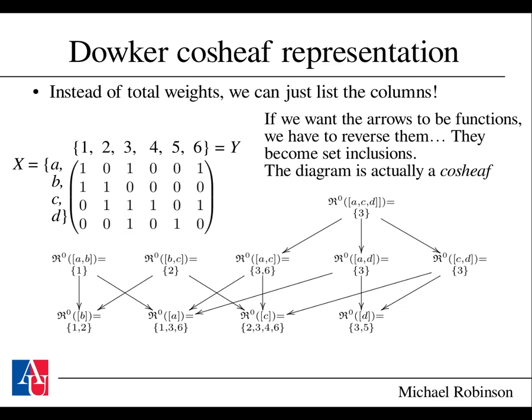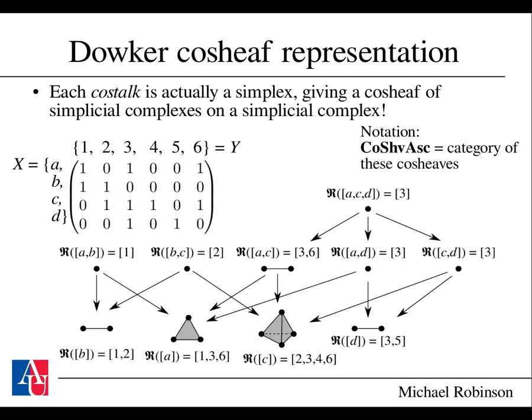If we want the arrows to actually be functions on these files rather than inclusions on the sets, we need to reverse them so that they include. And as a result, interestingly enough, this diagram defines a co-sheaf, and this is a co-sheaf on the abstract simplicial complex, a co-sheaf of sets. In fact, because these are actually identifying formal concepts, you get complete simplices in each case. So you can think of this as a co-sheaf of simplicial complexes on a simplicial complex.